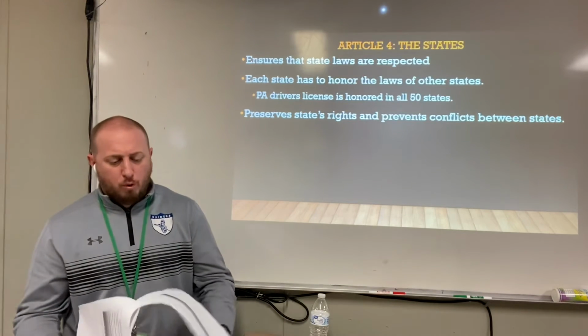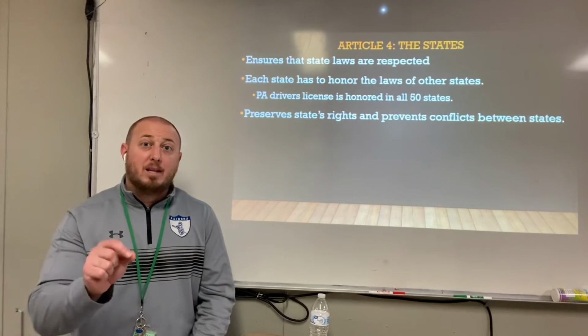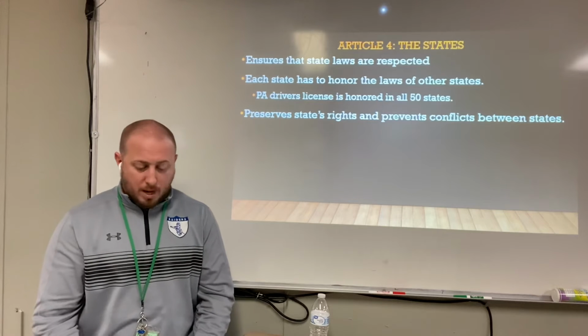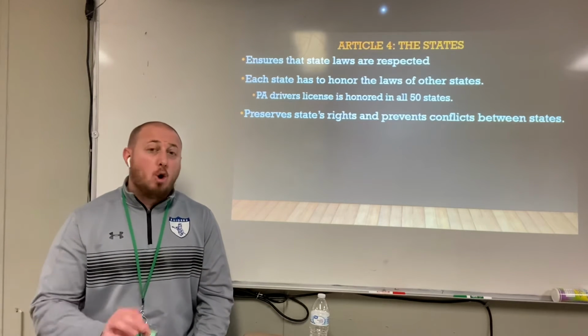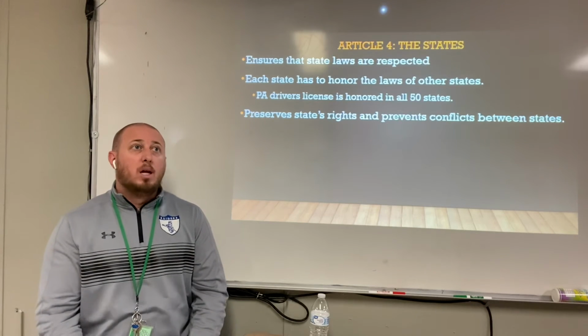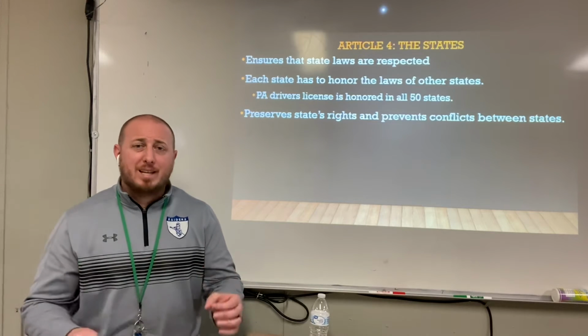Moving on to Article 4. Article 4 lays out the states and the states' rights. Okay, so it ensures that states' laws are respected. Each state has to honor the laws of other states. So when I have you guys here in class, we could really get into this in a lot of detail.